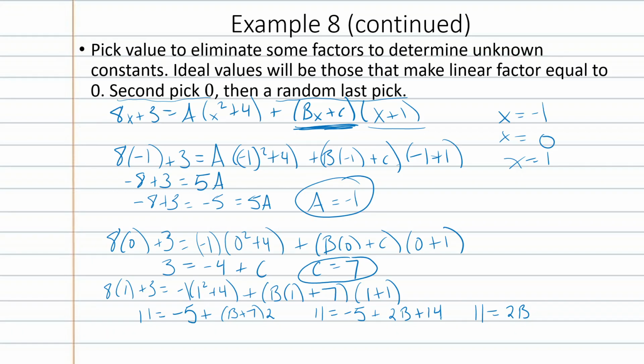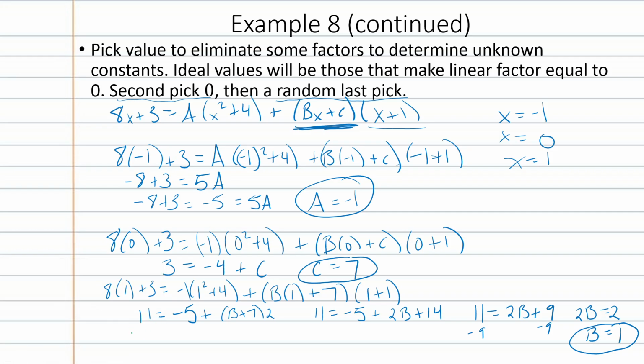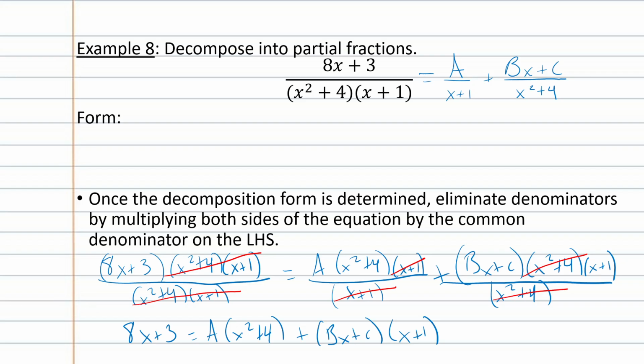Negative 5 and 14, oh, I'm wrong. I got 11 equals 2b, negative 5 and 14, sorry, give me a 9. So I have 2b plus 9. If I subtract the 9 over to the left-hand side, I'm going to get that 2b equals, let's see, 11 minus 9 is 2. So that b has to equal 1. I have my a, b, and c. Beautiful. I'm going to change color so we can see our partial fraction written out nicely. Okay, my a is negative 1. So I'm going to put negative 1 over x plus 1.